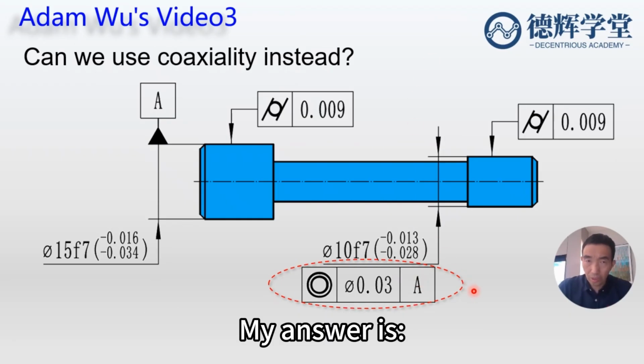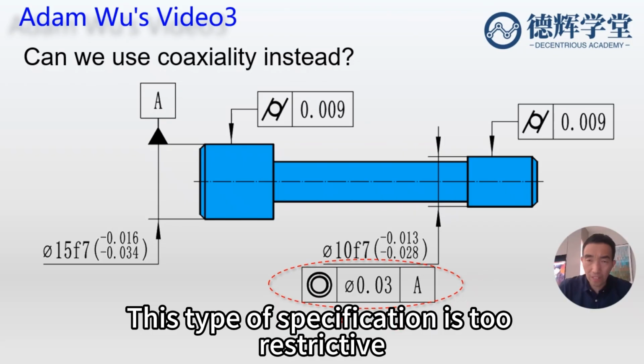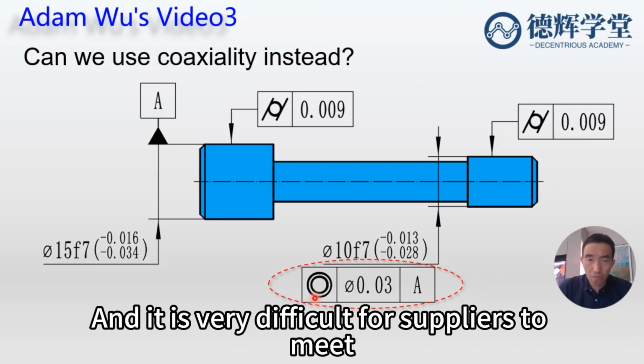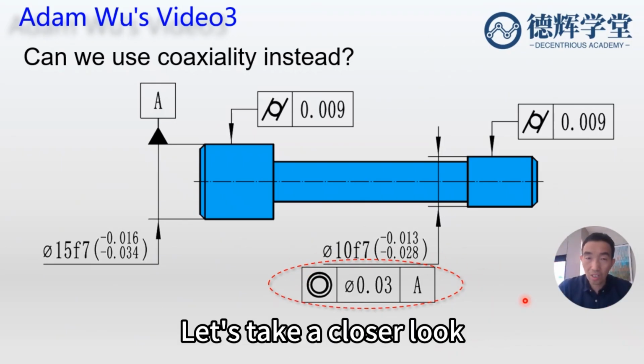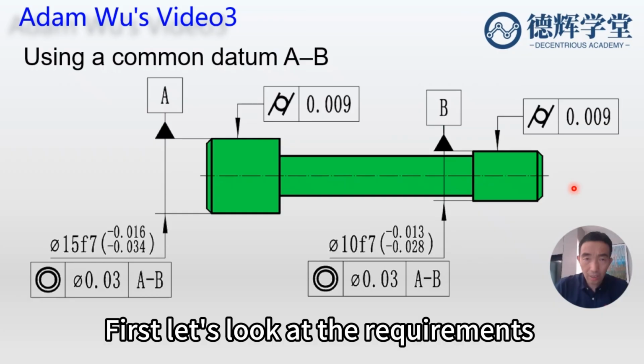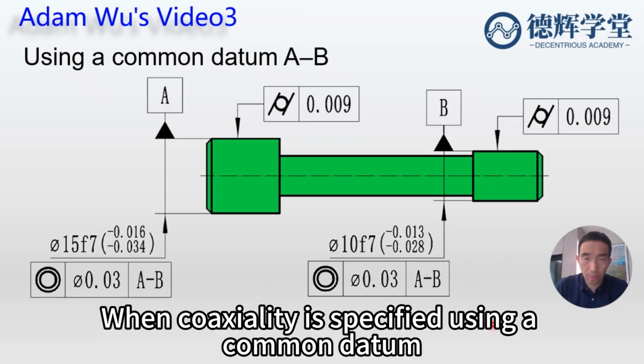My answer is this type of specification is too restrictive from a manufacturing standpoint, and it is very difficult for the supplier to meet. Why is that? Let's take a closer look. Let's make a comparison. First, let's look at the requirement when coaxiality is specified using a common datum.